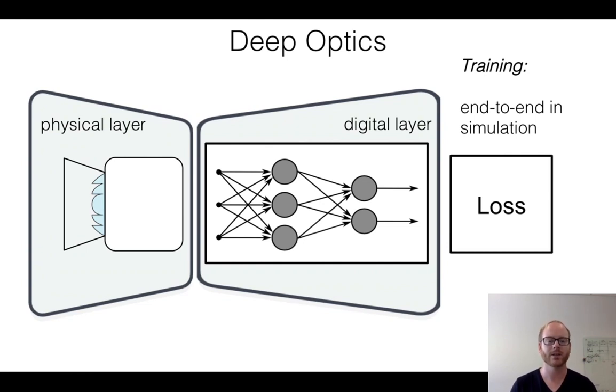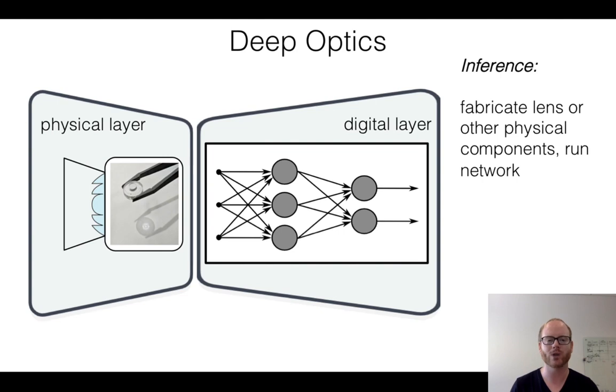Now, you can interpret this in multiple different ways. I typically like to think about it as a physical layer and a digital layer that we can train end-to-end in simulation. So that requires us to have a differentiable simulator of the physical layer. Once we've trained this physical layer, we can fabricate it, for example, by fabricating a custom lens that we may have optimized, or to change the sensor electronics. And during inference, the physical layer stays fixed and the digital layer does most of the work.